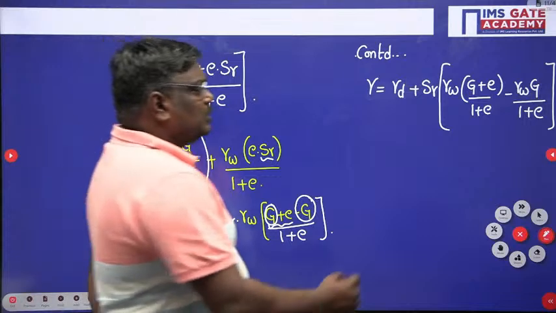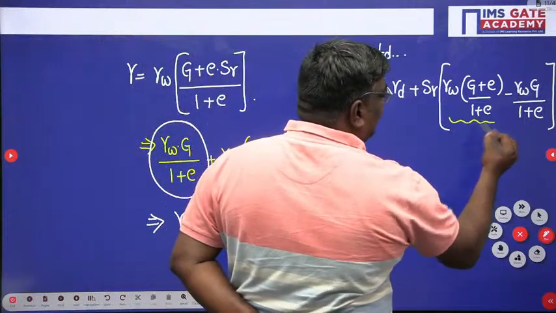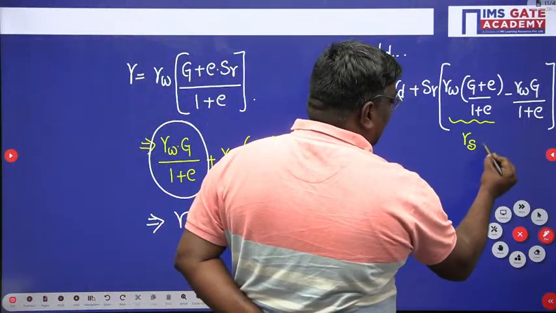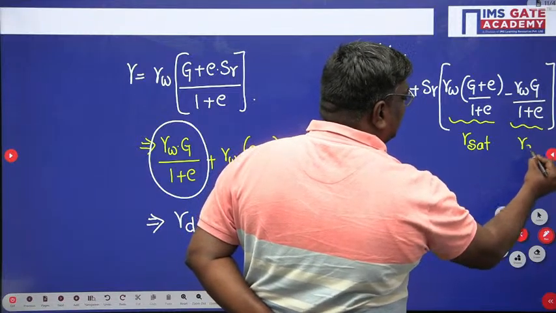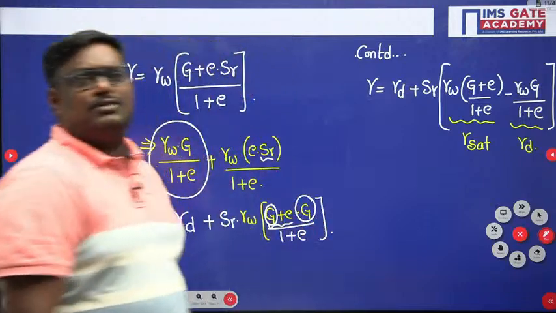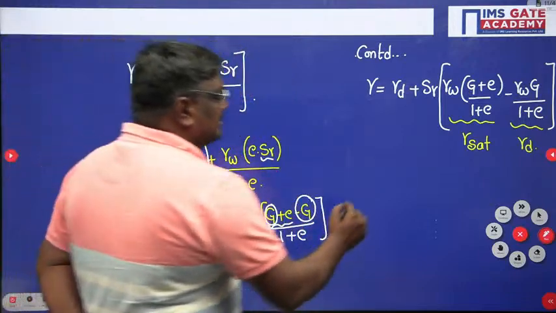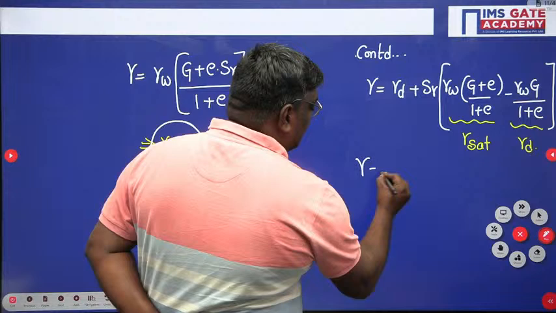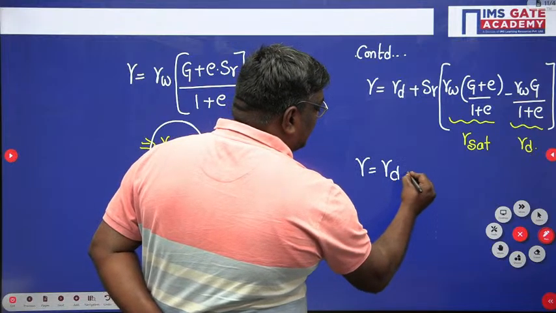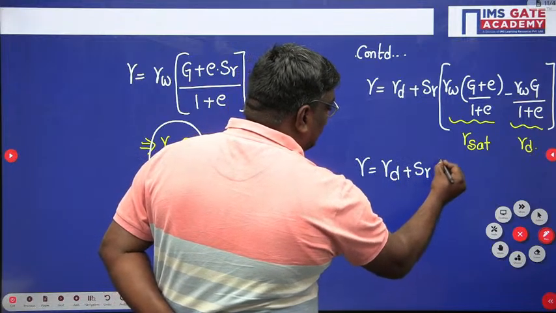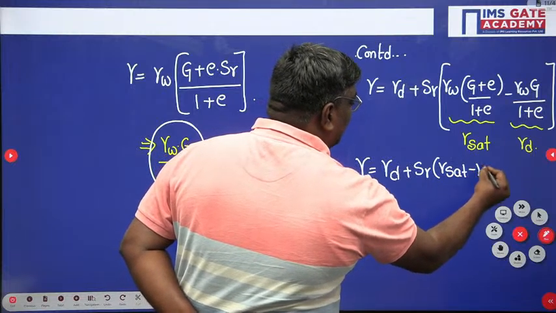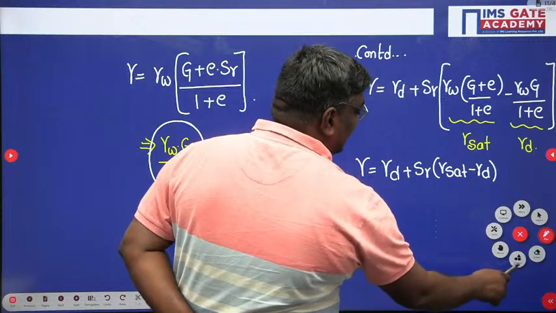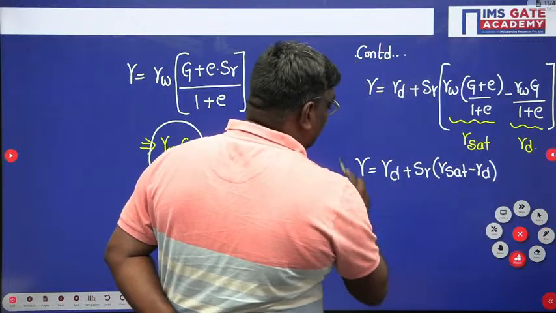See here, my dear students, this is nothing but what we call gamma sat, and this term is nothing but dry density. So here, what you can write: gamma is equal to gamma D plus SR into (gamma sat minus gamma D). So this is another important relation which I would like to tell you.